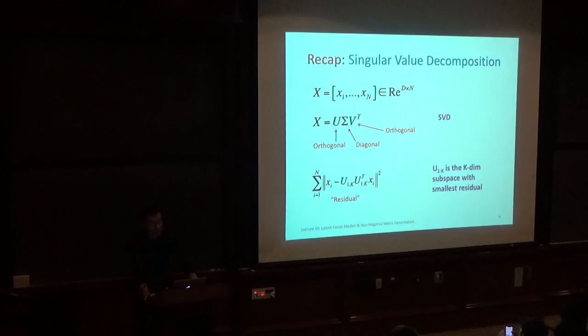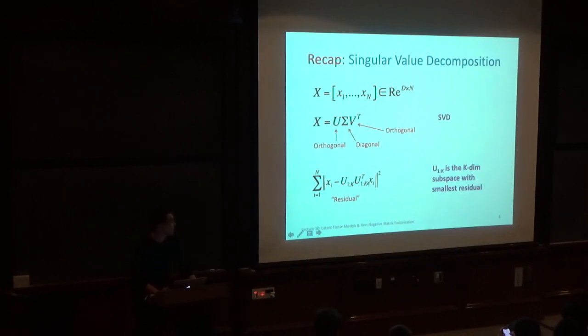And one of the properties of the singular value decomposition is that the U's are ordered such that the first k columns of U is the k-dimensional subspace of the full dimensional space that captures most of the variability of your data matrix X. What that means is that it is the k-dimensional subspace that minimizes the residual of the reconstruction error. And so this is the reconstruction error.